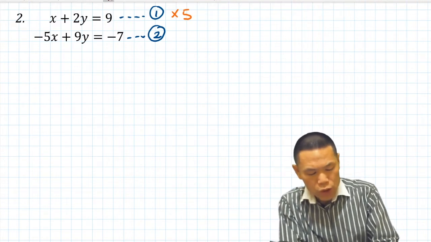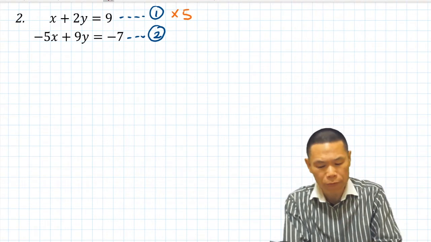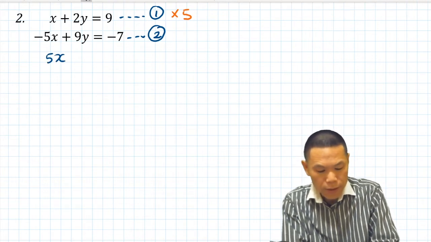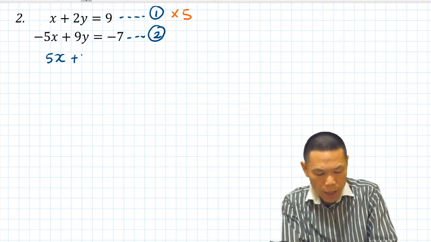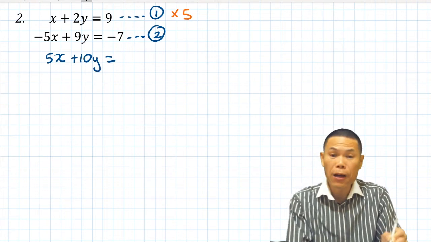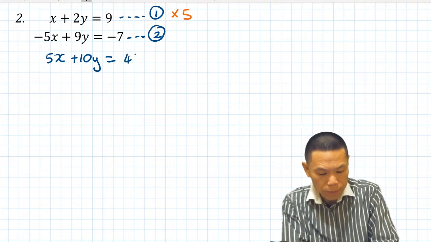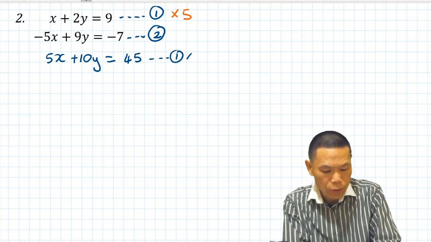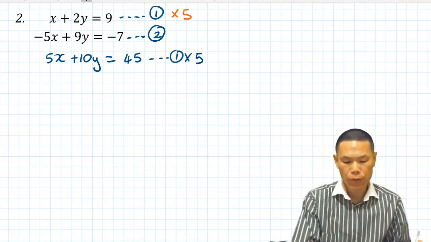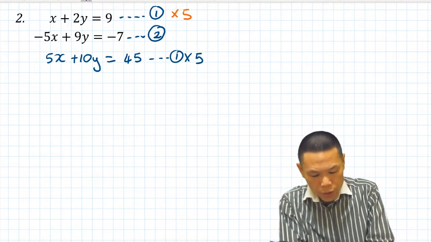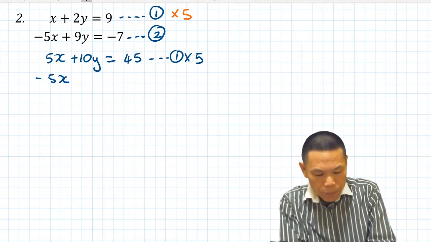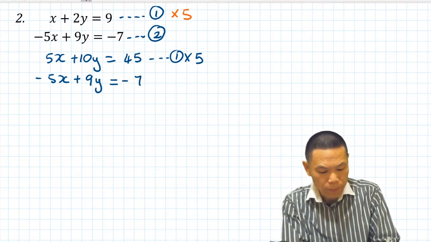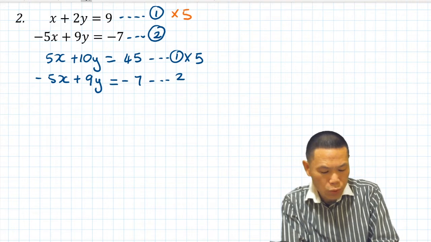So the first equation I times by 5, so every term must times by 5. So 5 times x is 5x. 5 times 2y is 10y. So I just write this down. And 5 times 9 is 45. So I label this. So that is equation number 1 times 5. And the second equation, I just write that down. So minus 5x plus 9y is equal to negative 7. So this is equation number 2.